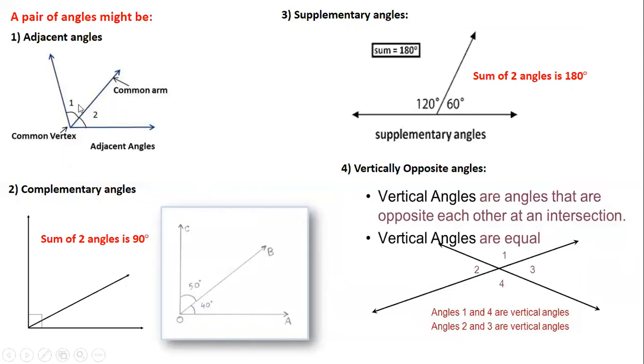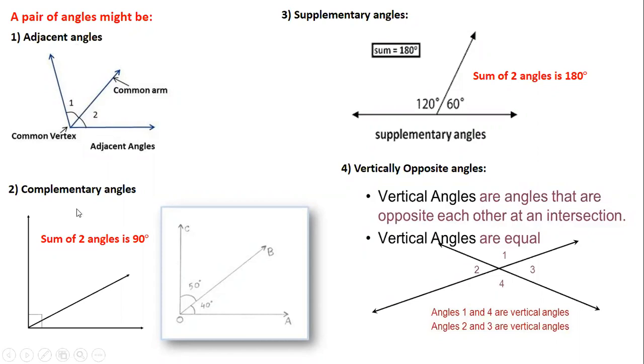In the first position, this is angle one, the first angle, and this is angle two, the second angle. In this position, angle two is directly coming after angle one. They have a common vertex and a common side, a common arm in between. In this position, we call them adjacent angles. Adjacent means they come after each other.